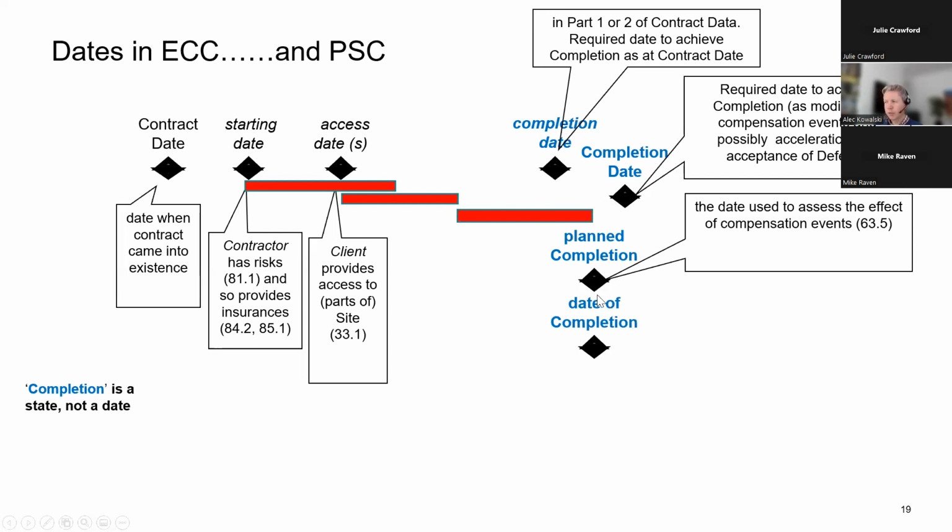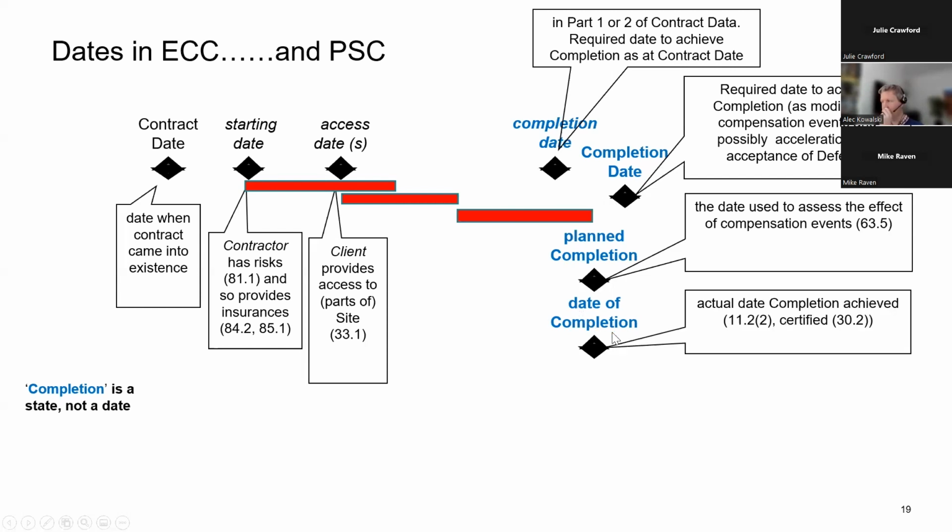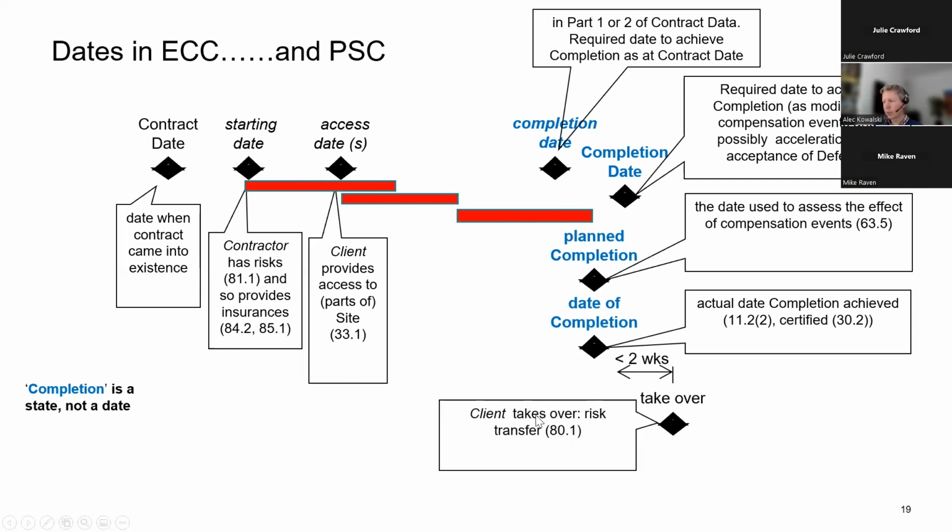Then we've got the date of completion. That's the date that we actually finish on, and that's decided by the project manager and certified. And then within 2 weeks of the date of completion, the client has to take over the site. Okay, and that's where risk transfers back over to the client. And then we've got the defects period, which runs from the date of completion to the defects date. That's your year or 2 years or something of that order, in order for you to notify defects once the site is up and running.